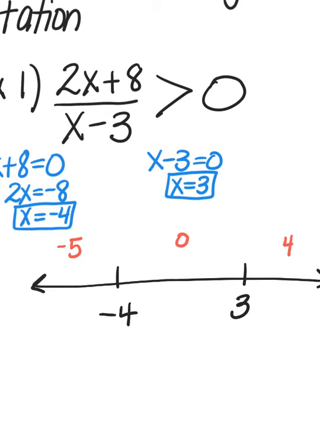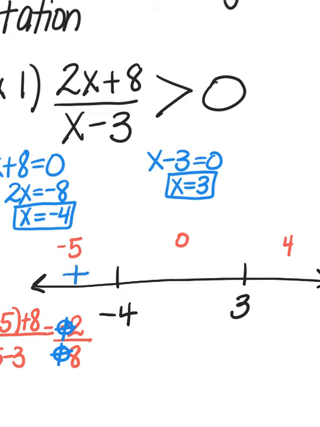So plugging in negative 5 first. So we have 2 times negative 5 plus 8 over negative 5 minus 3. Well, 2 times negative 5 is negative 10, plus 8 is negative 2, and negative 5 minus 3 is negative 8. Well, when you have a fraction that has a negative in the numerator and a negative in the denominator, those two negatives make it a positive fraction. So the output for this first interval would be all positives.